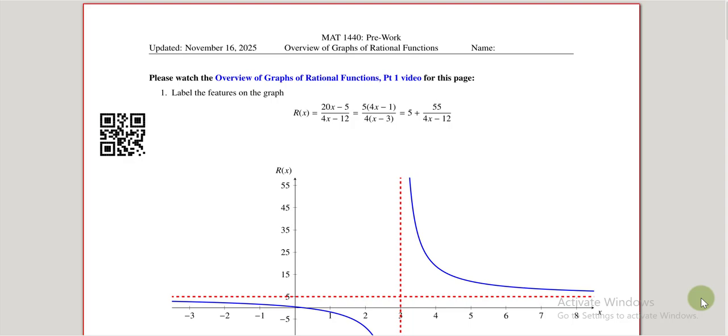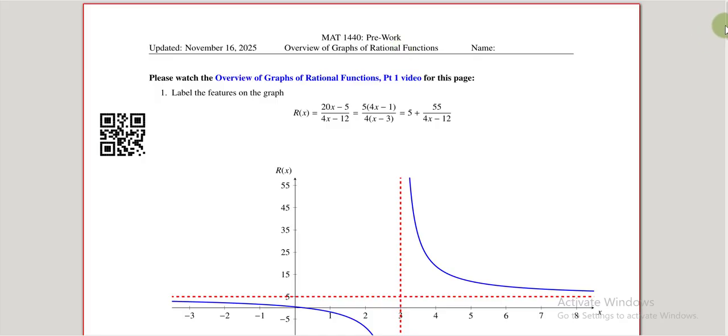Alrighty folks, this next sequence of pre-works is going to go through the graphs of rational functions, the various components that we often find on the graphs of rational functions like vertical and horizontal asymptotes, and etc. So in this first one, I just want to introduce you to the various components of a rational function that we'll be looking at over the next several videos, and then each one will take a component and highlight it.